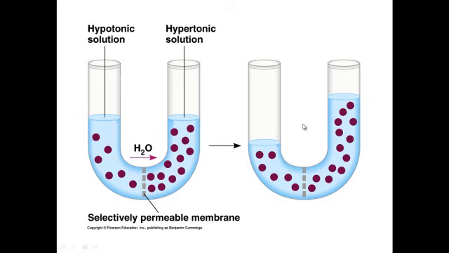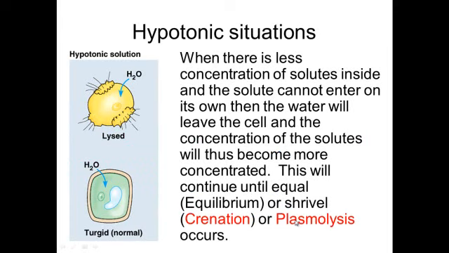Okay, in real life, let's look at what really happens to cells when they're in a hypotonic solution. Okay, when there's less concentration of solutes inside the cell, and the solute cannot enter of its own concentration, then the only thing that will happen is the water will leave the cell. And thus the cell will become more and more concentrated. And the cell will either shrivel or go through a process of plasmolysis.